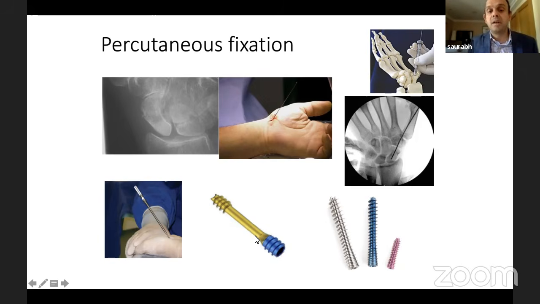Or you can take something like an AO headless compression screw. Lead pitch is more than the trail pitch. What screw you choose doesn't matter. What matters is it's a variable pitch screw. And how does a variable pitch work? That's important. How does it cause compression?